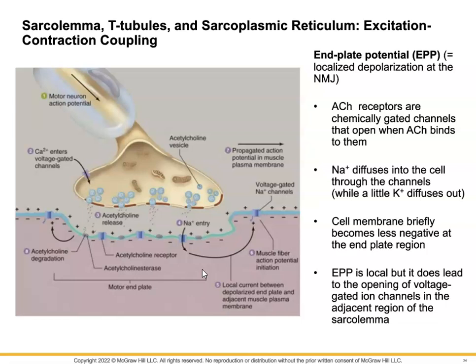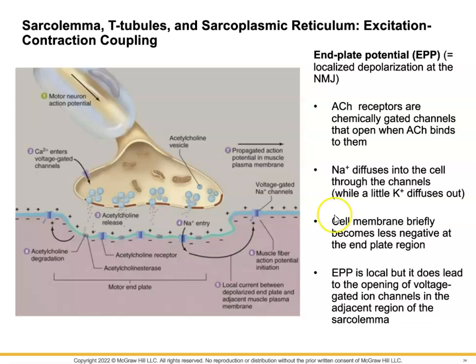So these changes in the membrane potential in the motor end plate are very short-lived and localized, but if there's enough gain of positive charge to change the resting membrane potential from about negative 90 millivolts to negative 65 millivolts, then an end plate potential is produced.